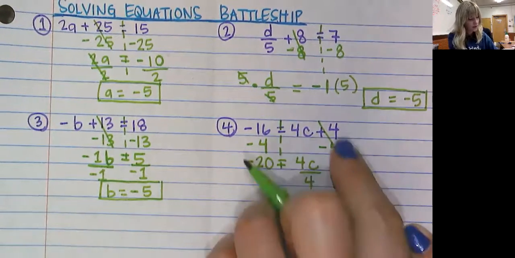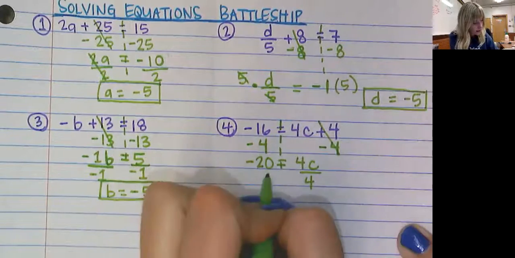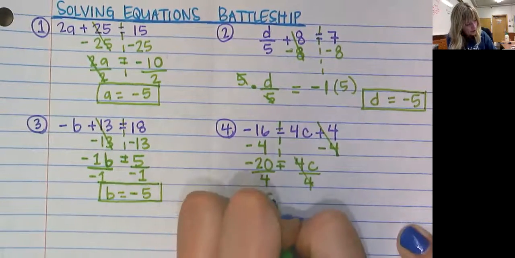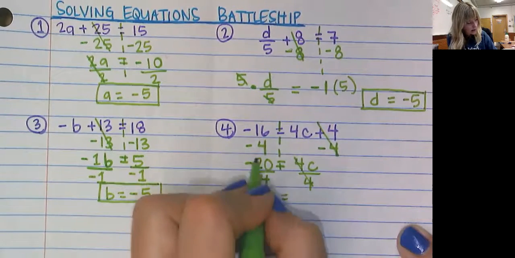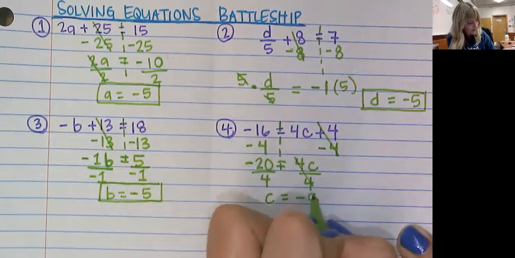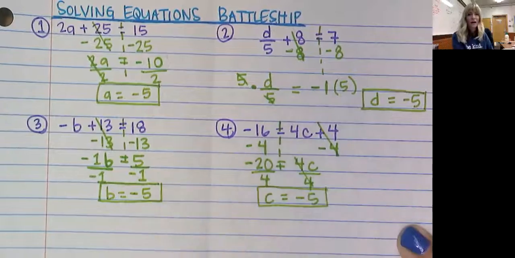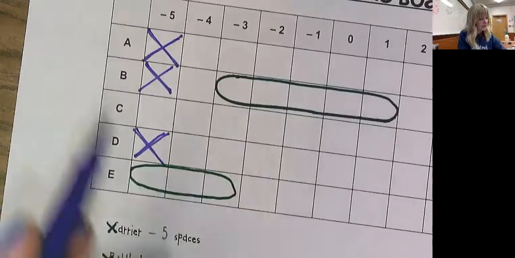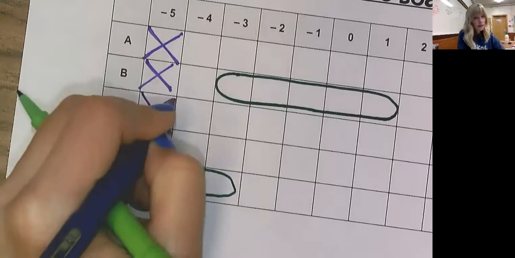All right, now I'm ready to turn that 4 into a 1. So this 4 I turned into 0, this 4 I'm turning into a 1. Divide by 4, divide by 4. And I'm going to switch it around right now. C equals -20 divided by 4. Of course it's -5.